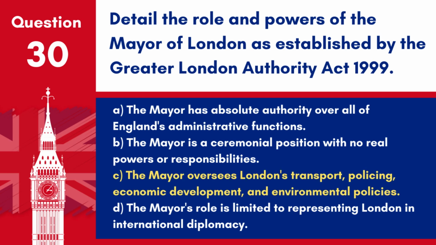Answer. C. The Mayor oversees London's transport, policing, economic development, and environmental policies. Established by the Greater London Authority Act 1999, the Mayor of London holds significant powers and responsibilities over key aspects of the city's governance, aiming to improve the quality of life for Londoners and promote the city's economic development.